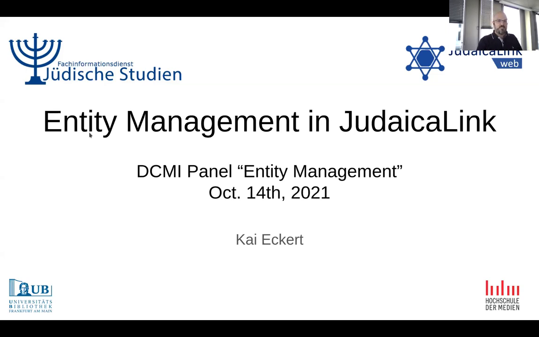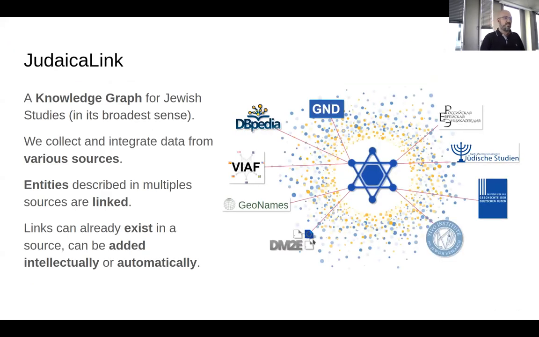So my talk is about entity management in JudaicaLink. JudaicaLink right now is a knowledge graph embedded in the special subject service for Jewish studies. We create a knowledge graph for Jewish studies in its broadest sense, and we collect and integrate data from various sources, similar to what we have heard before. We therefore have entities that are described in multiple sources, and we want to have them linked in this knowledge graph.